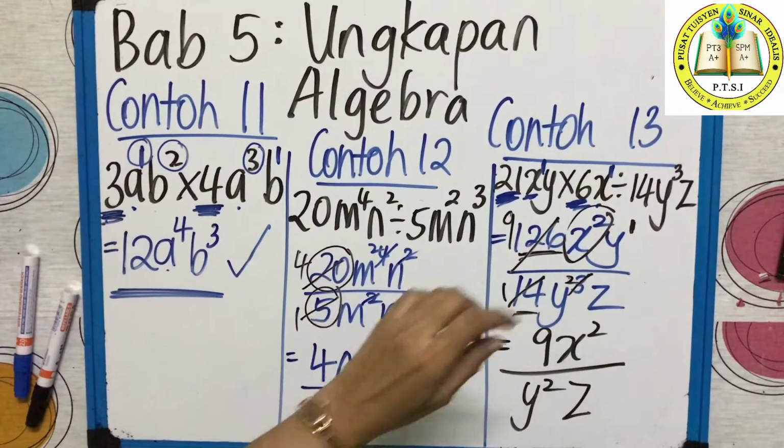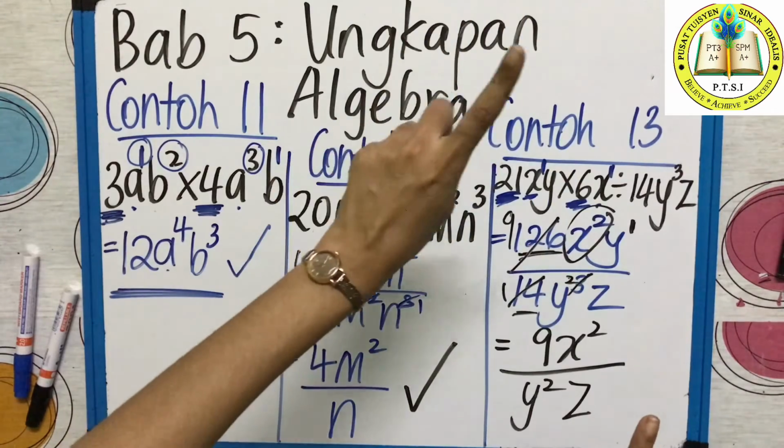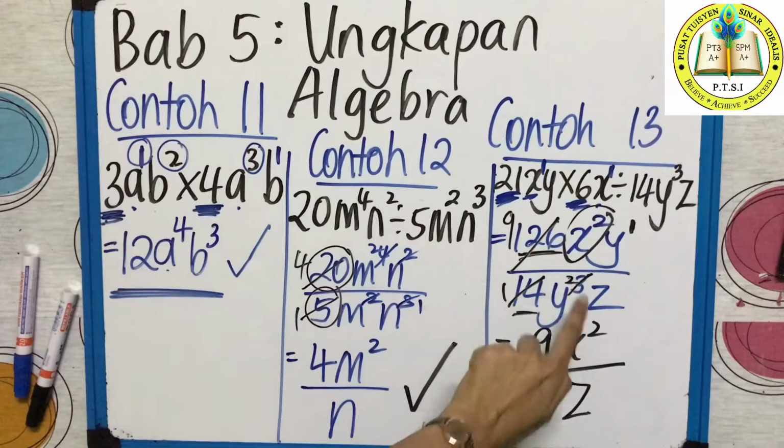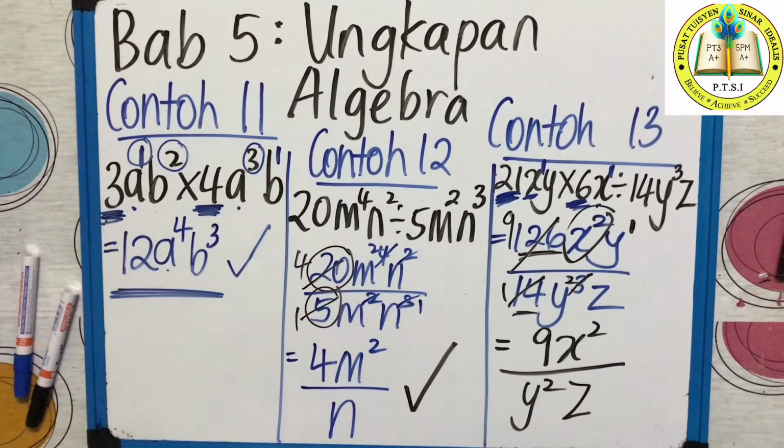X no partner, so just x kuasa 2. Y can cut. Tapi atas 1, bawah 3. So potong 1, bawah ada baki 2. So y kuasa 2, teacher put down. Not up. Because balance is down. And z no partner, teacher just put z. You want to put z power 1 also can, it's up to you. But usually the one we will not put. So this will be your final answer.